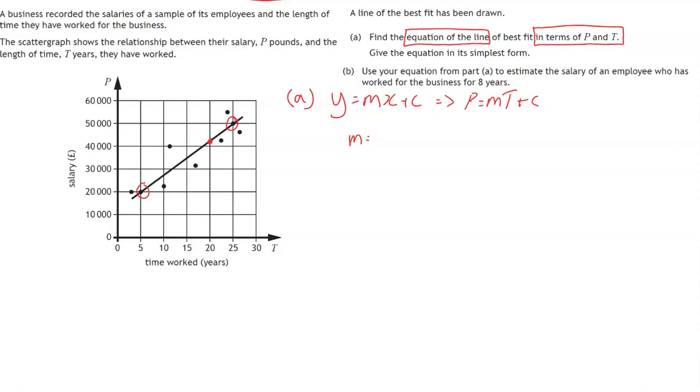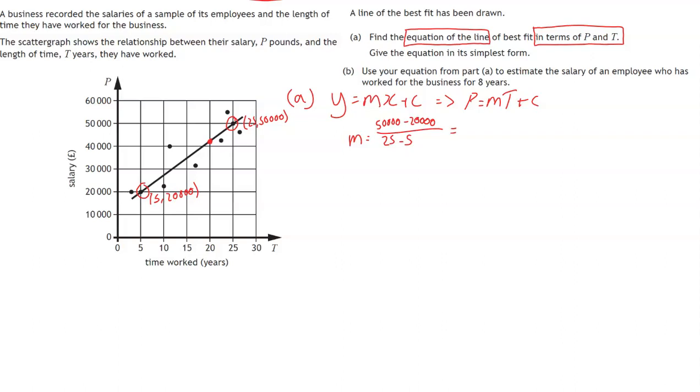Now we need to figure out the coordinates. Well, this one here is at 5, 20,000 in the context that we're working with, and this one along here is at 25, 50,000. So we're going to be working with those numbers for this one. Now, as I've said, the formula for the gradient doesn't change. So in this case, we're going to do 50,000 take away 20,000, and then it's going to be divided by 25 take away 5.